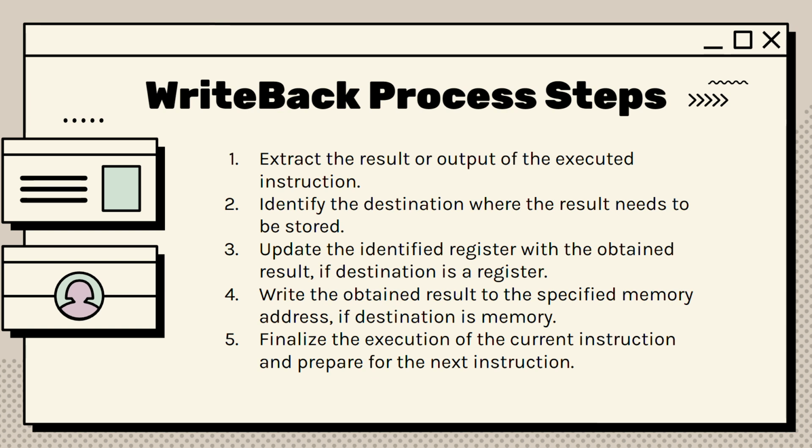After this, the next process is the write-back process. After the execution phase of an instruction, the CPU obtains a result or an output based on the operation performed. The CPU identifies the destination where the result needs to be stored. This depends on the type of instruction and its encoding. If the destination of the result is a register, the CPU updates the identified register with the obtained result. In case the destination of the result is a memory location, the CPU initiates a memory write operation. And with the result extracted, the destination identified and the necessary updates made, the CPU finalizes the execution of the current instruction. So in this way, the write-back process works.